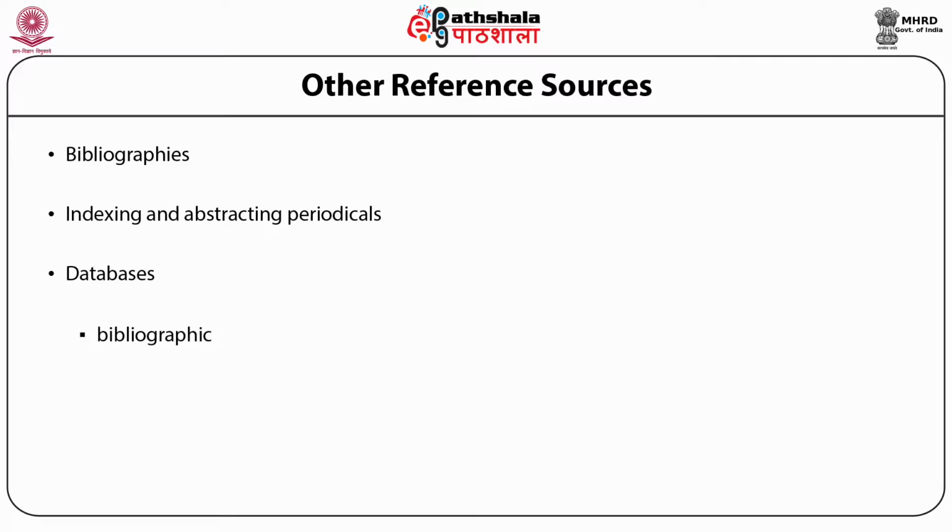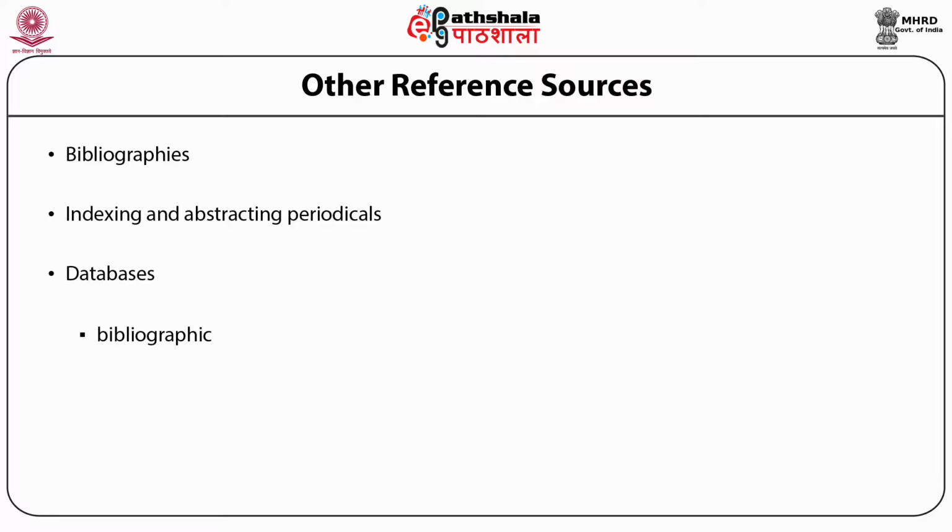Bibliographies, indexing and abstracting periodicals, and databases are used to find original information sources on a particular subject or topic. A bibliography is a list of documents that share a common factor that may be a subject, period, author, or some other criteria. Bibliographies like National Bibliography or Trade Bibliography serve as a book selection tool.